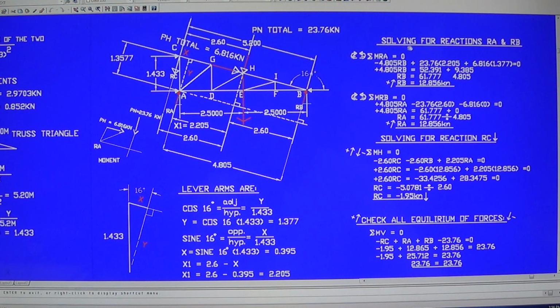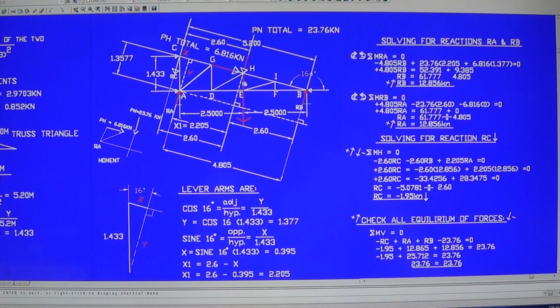Now to solve for the reactions RA and RB right here. The direction of the reactions RA and RB is parallel to the applied load, the PN, the normal load. So you get the inclined reactions RA and RB there with the same angle. Okay, so solve for the reactions.